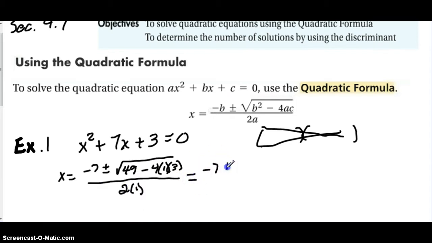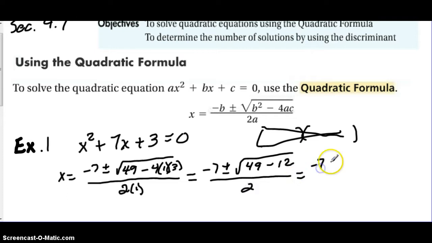Negative 7 plus or minus the square root of 49 minus 12 all over 2. A little bit more simplification, and you're going to have negative 7 plus or minus the square root of 37 over 2. Always ask yourself whether or not you can simplify these radicals. In this case, you cannot. So this is our final answer.